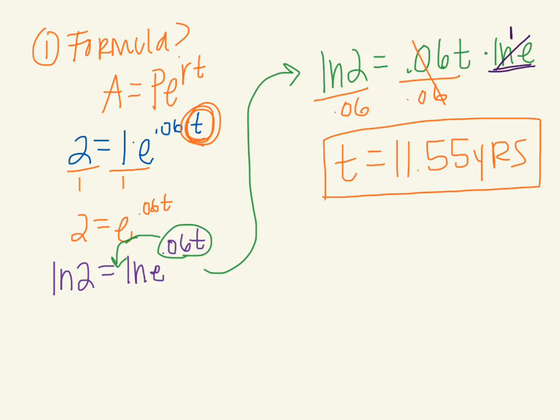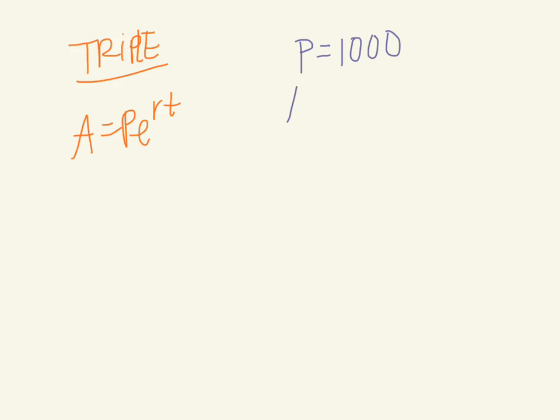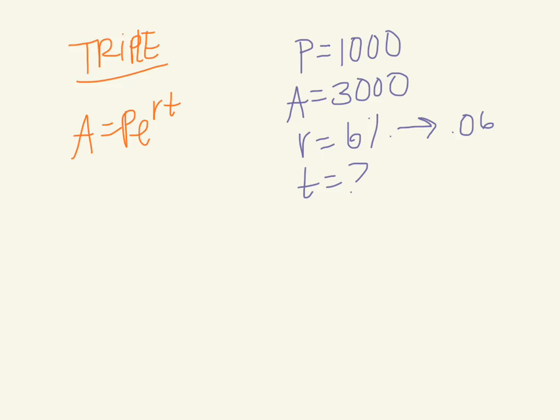Let's take a look at how to triple. So if we want to figure out how long it's going to take to triple the investment, we're still going to use A equals P times e to the rt, because it's still compounding continuously. But let's use something different. So let's say I start with, I don't know, $1,000. If I want $1,000 to triple, that means that our A value is going to end up having to be $3,000. The rate is still 6%, so it's still 0.06, and time is still our unknown.